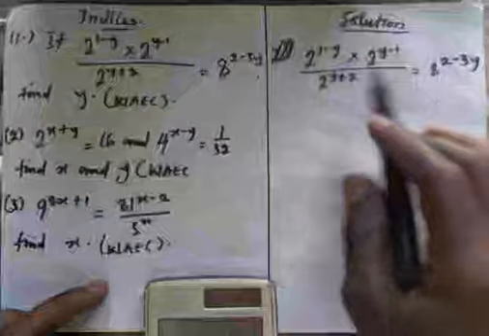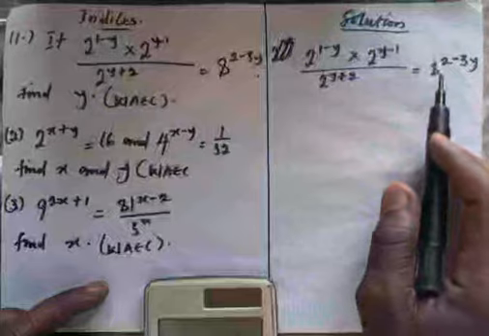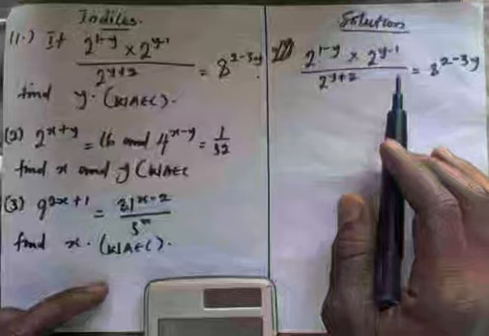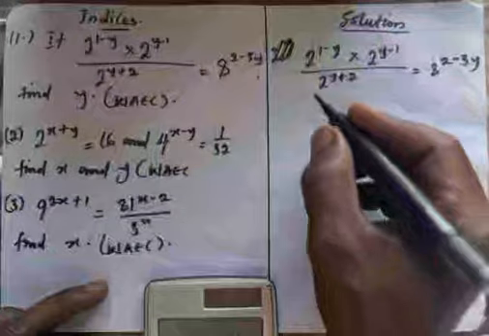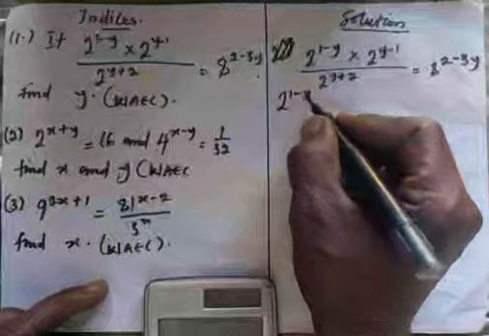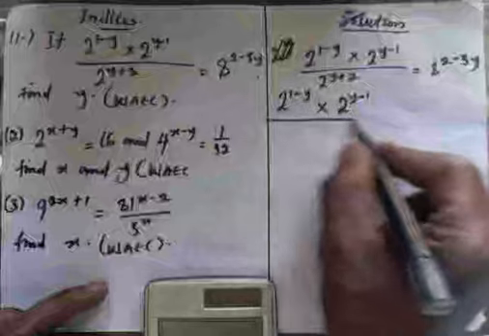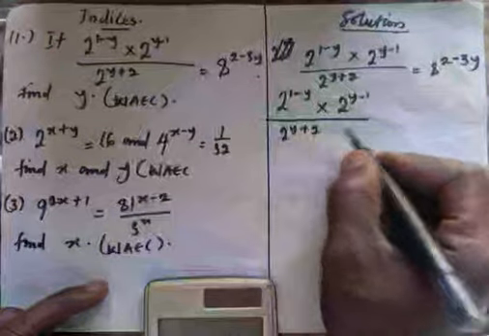If you look at this, you see that the bases here are the same, but it's not equal to this. So the base here is 8. So what do we do? We should write everything in the same base. Don't forget, everything should be in the same base. So we'll rewrite this. So we'll have 2 raised to power 1 minus y multiplied by 2 raised to power y minus 1 all over 2 raised to power y plus 2 equals 2.